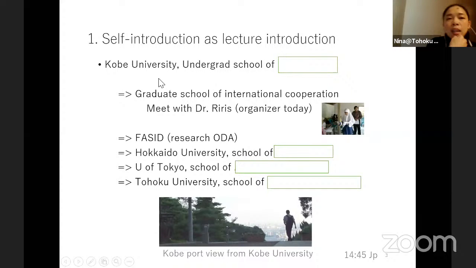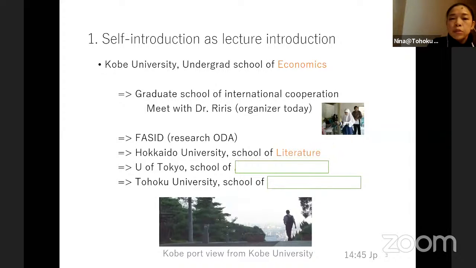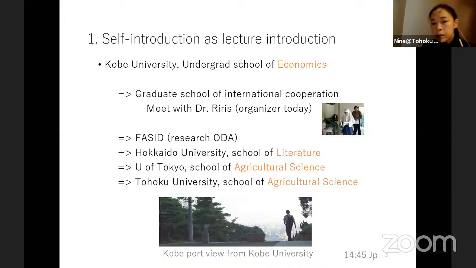Okay, so myself, I graduated from Kobe University, same as Dr. Lilis. I graduated from the undergraduate course of economics, not the agriculture department. After that, I continued to the Graduate School of International Cooperation, same as Dr. Lilis. Then I worked at a research institute doing research about official development aid. After that, Hokkaido University School of Literature, Humanities. Then the University of Tokyo, School of Agricultural Science. And now Tohoku University, Agricultural Science.